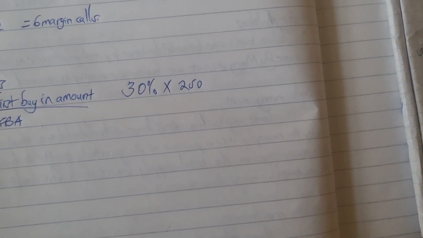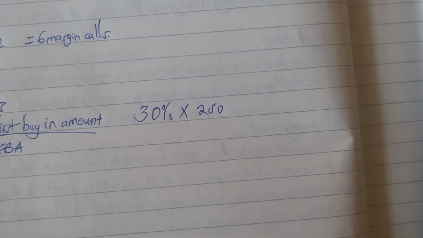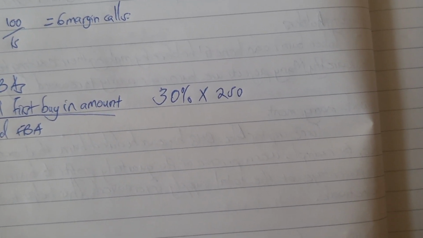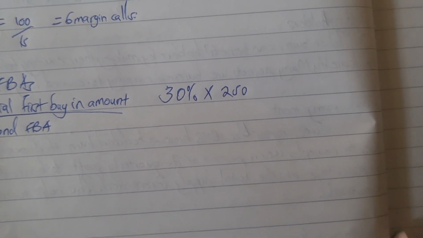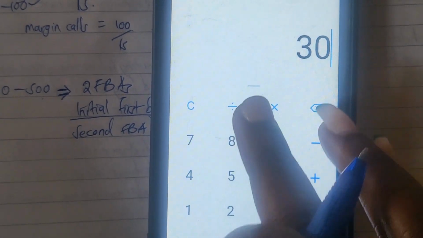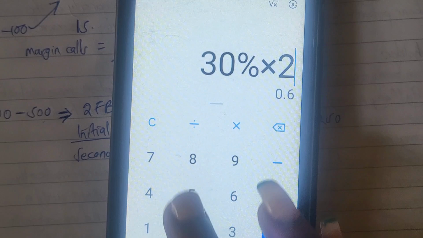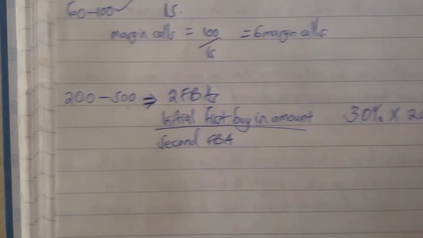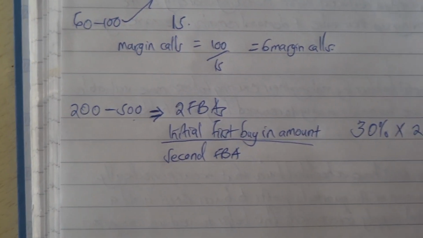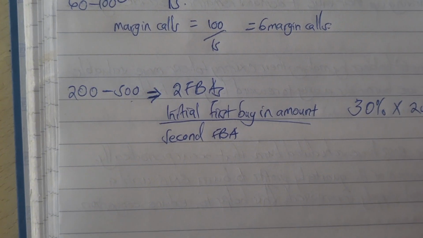So why am I saying 30%? We are going to first invest 30% of our capital as the first buying amount. That gives us 75. So this is our initial first buying amount.